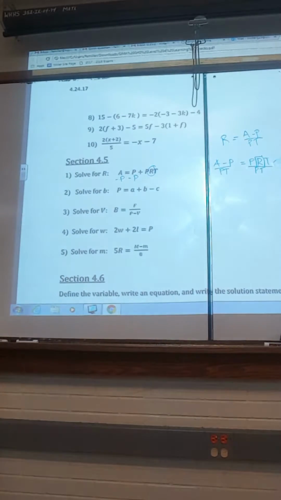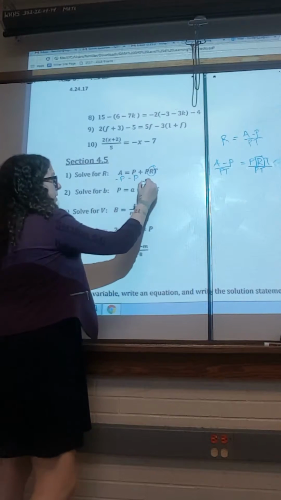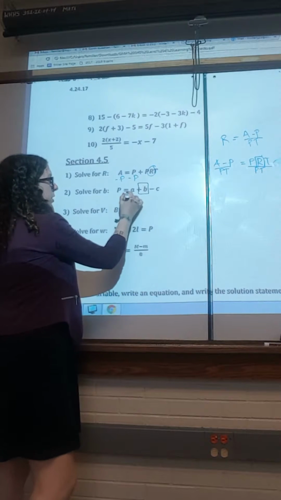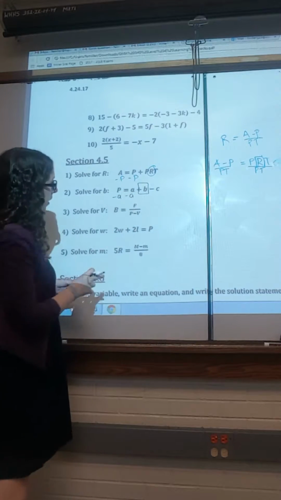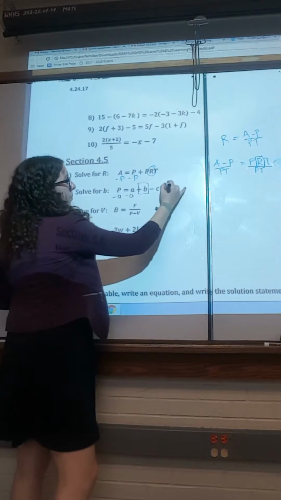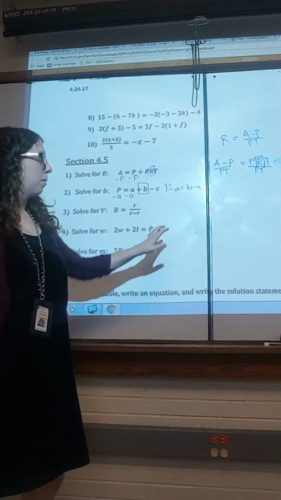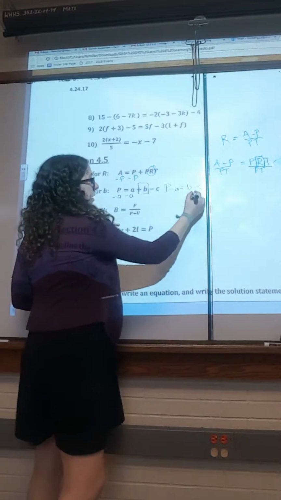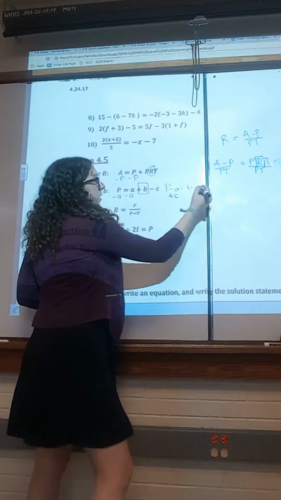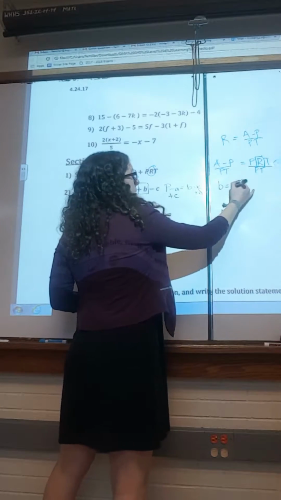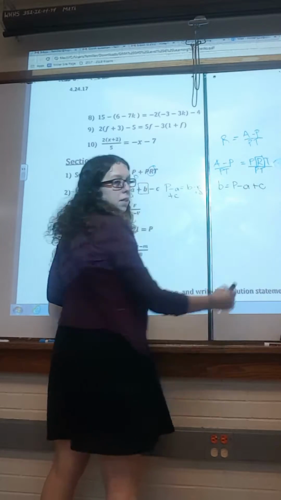Okay. For the next one, you're solving for b. So this one kind of looks a lot harder than it is. We're just wanting to get b by itself. So what we're going to do is subtract a, and I think that's a p, I can't really tell. We've got p minus a equals b minus c, and then the opposite of the subtraction right here would be addition. So we have b equals p minus a plus c.